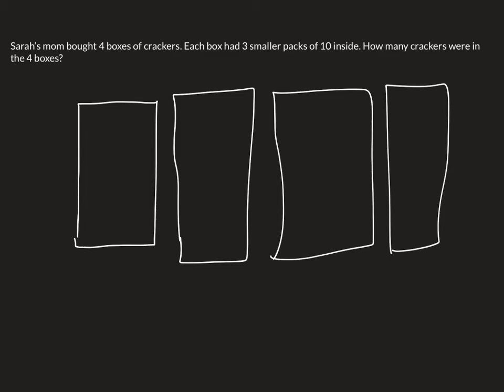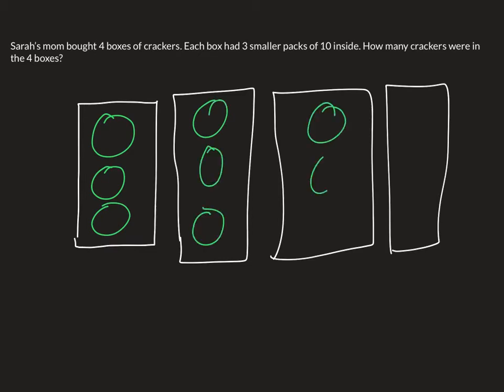Inside of each box, there was a pack of 10, 3 packs of 10. So I will go ahead and draw 3 circles inside of each box. Now let's do that in red, just to have a different color. So 1, 2, 3. 1, 2, 3. 1, 2, 3. The green shows up better.